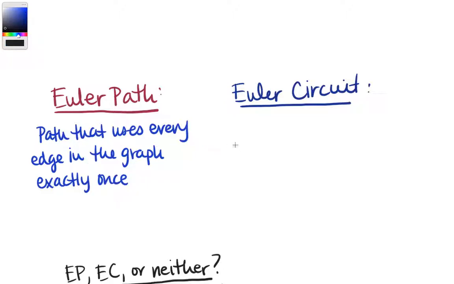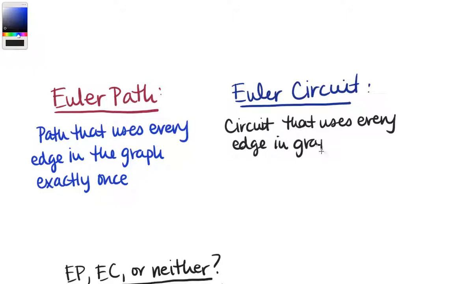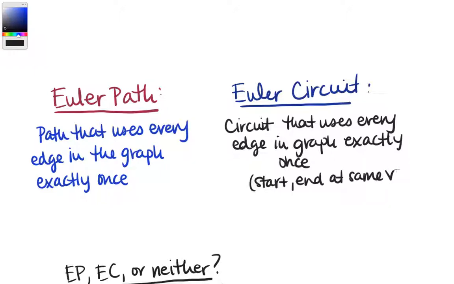And an Euler circuit is a circuit that uses every edge in the graph exactly once. So here we start and end at the same vertex. And here we start and end at different vertices.